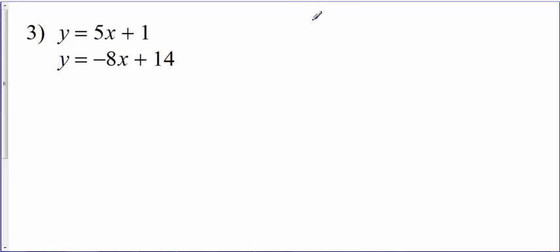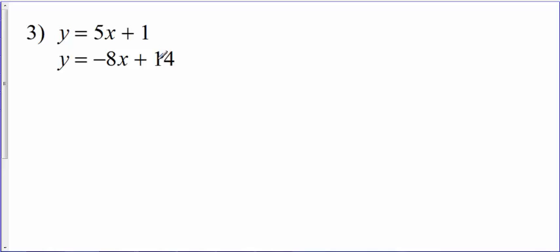Solving systems of equations by substitution, part 2. In these examples, we will have two equations that are already in slope-intercept form. The first equation in slope-intercept form, the second equation in slope-intercept form. In this type of scenario, we have y equals 5x plus 1 and y equals negative 8x plus 14.